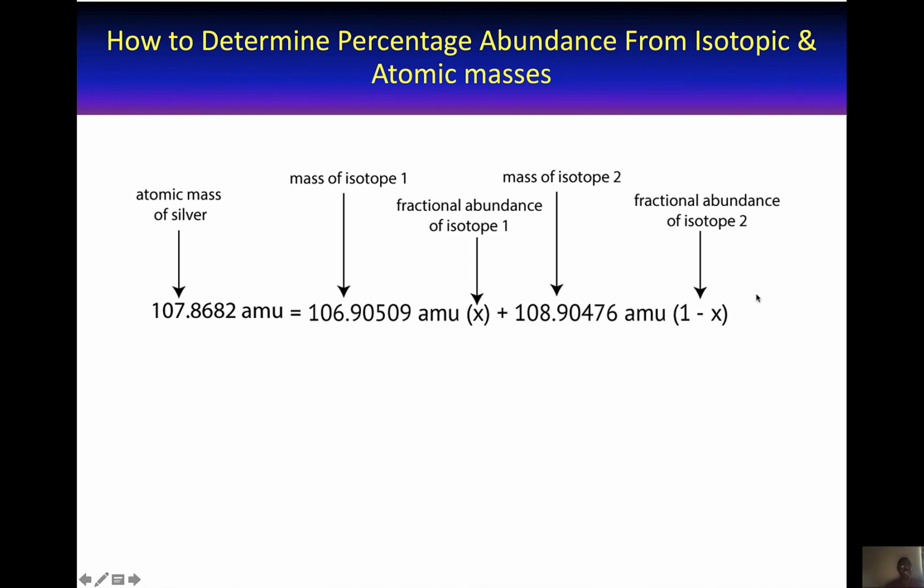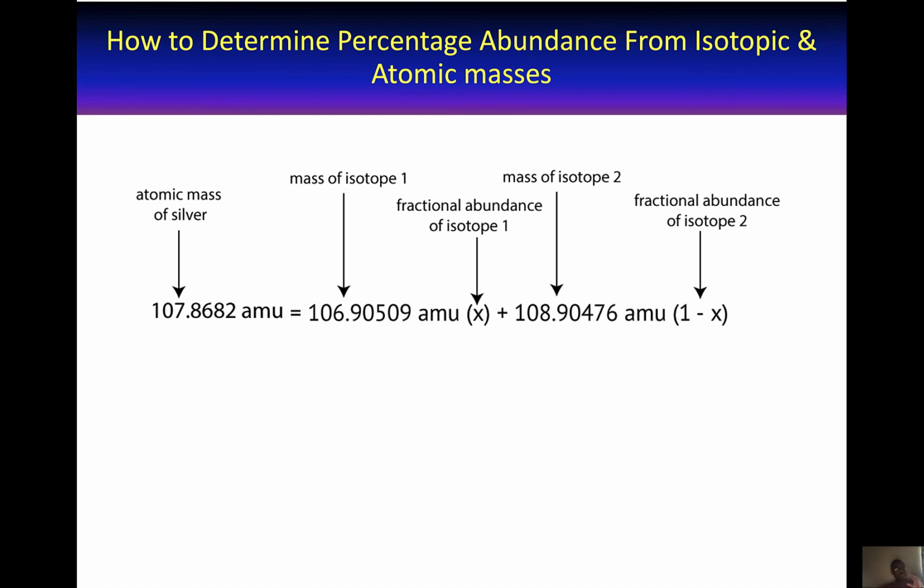Isotope 2. And to get percentage abundance, we just multiply each of the fractional abundance values by 100. So that is how to solve such a problem. It's not really difficult if you know what you are looking for.